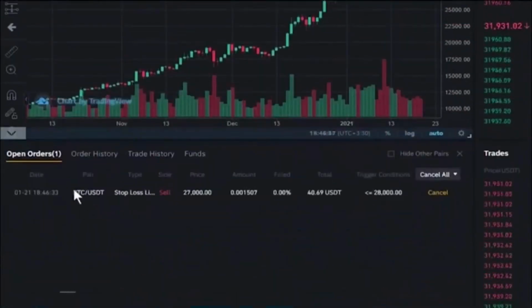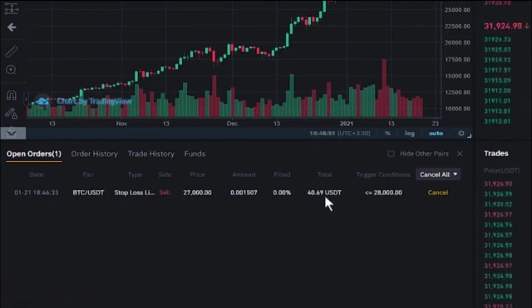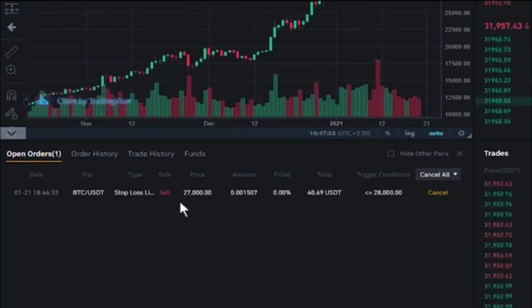And here is the order information. As you can see here, we have trigger conditions which is less than 28,000. So when the price falls and reaches 28,000, this limit order, which is actually set on 27,000, becomes active and goes to the order book. But what happens now? If you remember, this is a limit order, so it sells at 27,000 or a better price. Where's the price now? Higher and at a better level at 28,000 or maybe lower depending on the volatility of the market.